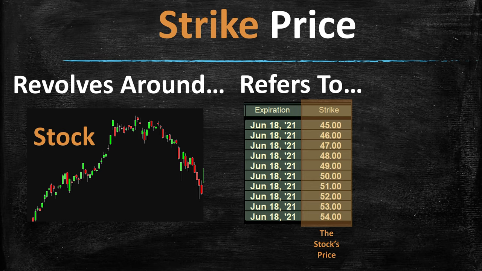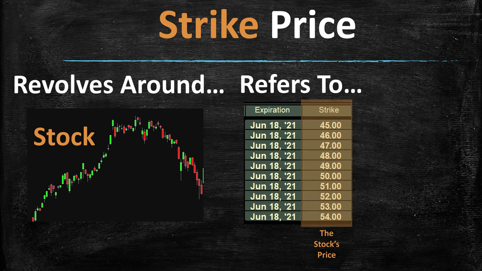So once again, repeat with me. One contract represents 100 shares, and because of this, every penny the contract goes in your favor or against you represents $1. Because that's just the math. If you have 100 shares of something and you get 10 cents, then that would be $10. So every penny the contract moves in your favor or against you represents $1.